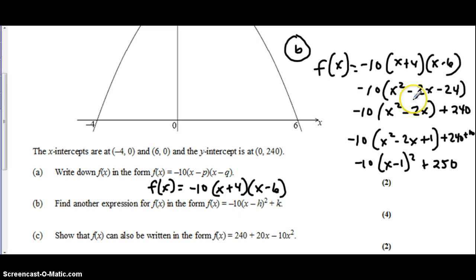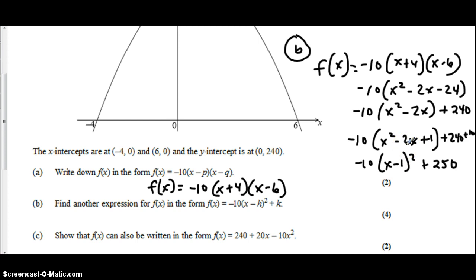Okay, so for part B, if you're going to use completing the square, you'd multiply x plus 4 times x minus 6 and get x squared minus 2x minus 24. And then you can factor out the -10 for your x squared and minus 2x. And then here I went ahead and multiplied -24 times -10, and so that would be a positive 240. So I left the -10 factor out for x squared and -2x, but went ahead and multiplied it through for 240. Then I'm completing the square for this section.